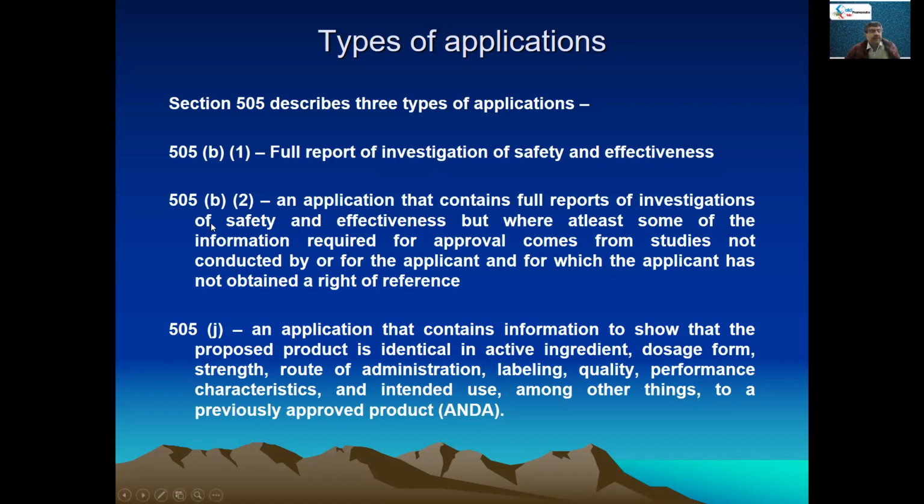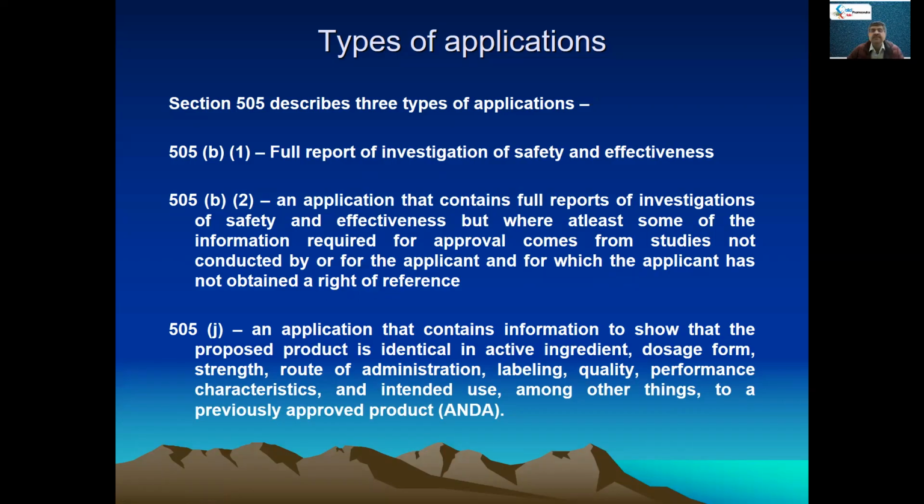The other type of application which we are going to focus on today is the 505(b)(2) or the hybrid new drug application. This is an application that also contains full report of investigations of safety and effectiveness, but this is the difference between the 505(b)(1) and (b)(2): at least some of the information required for approval comes from studies not conducted by or for the applicant, and for which the applicant has not obtained a right of reference.